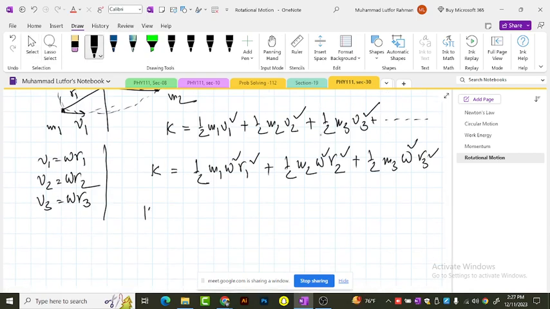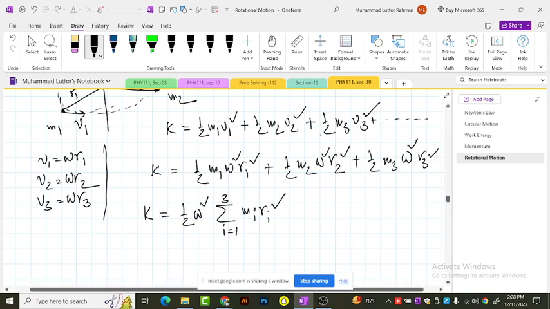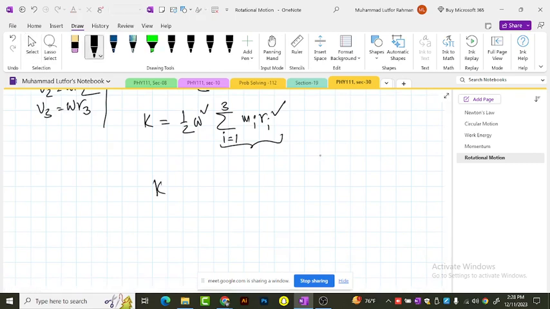Then, if I factor out half of omega square, I can write this in summation notation as the sum over i from 1 to 3 of m_i r_i square. Can I write this? Because if I plug in i equal to 1, it is m1 r1 square, then m2 r2 square, plus m3 r3 square. I give the limit because I have three point masses over here, so i is the index, starting from 1 to 3. Now this sum is the moment of inertia for this point mass distribution, which we know from our previous class. So I can write it as half of I omega square. That is basically the rotational kinetic energy of this system.